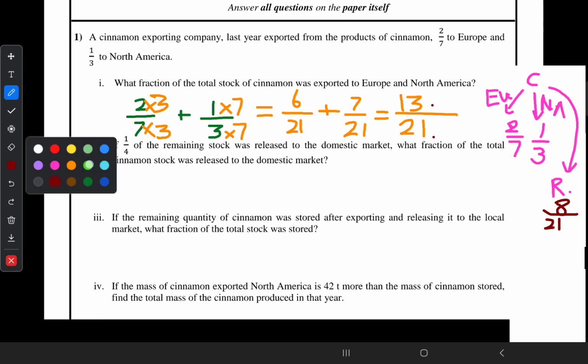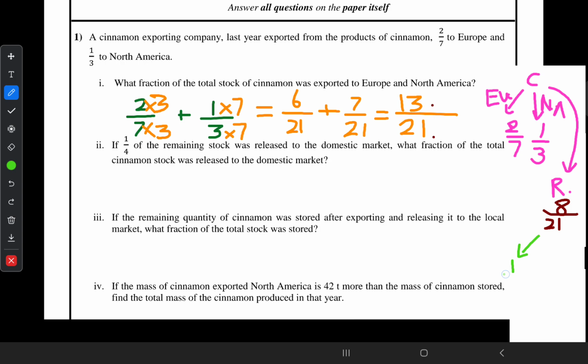Next, let's continue. If 1/4 of the remaining stock, yeah, that's why I found the remaining. Here they are talking about the remaining. From the remaining, 1/4 portion of the remaining stock was released to the domestic market. Okay, this is for the domestic market. And after release to the domestic market also, there is another remainder as well. Okay, let's conclude that one as balance. We have to find the balance as well.